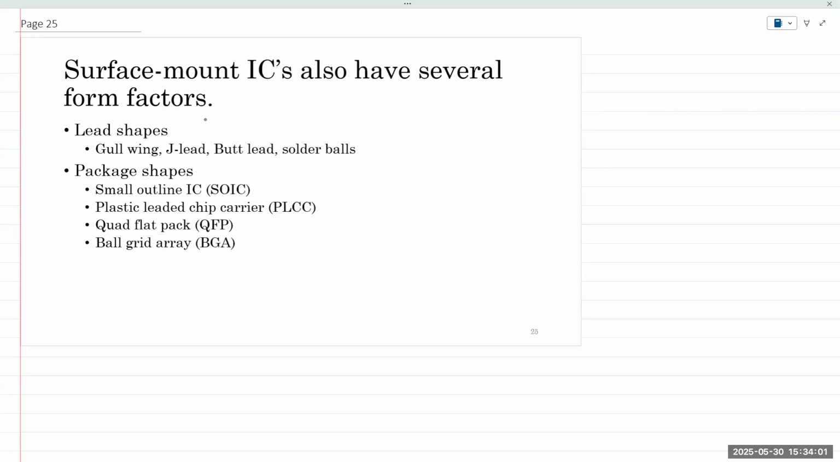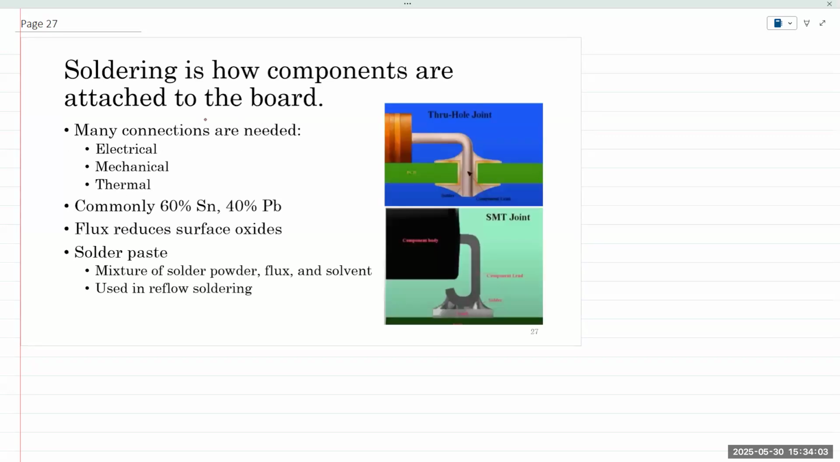Okay, surface mount ICs, different factors. Soldering is how components are attached to the board. Solder is made up of some sort of metal. Commonly, it's made out of tin. And you can see a through-hole joint. This is the solder material. Okay, and an SMT joint goes from the top, does not go through the board. Advantage of SMD devices is that you can have devices mounted on both sides, plus they are very small.